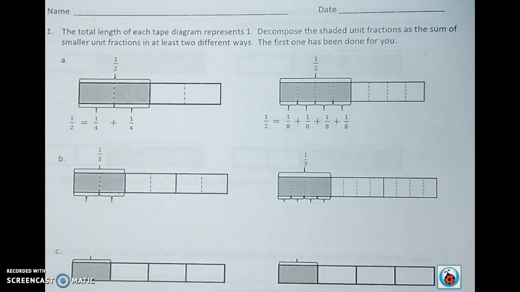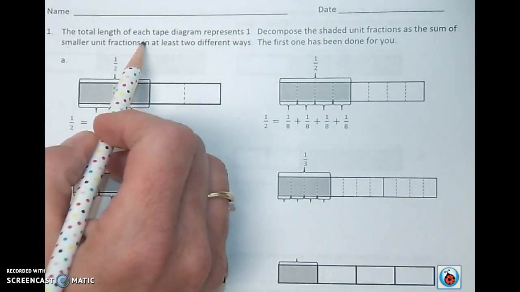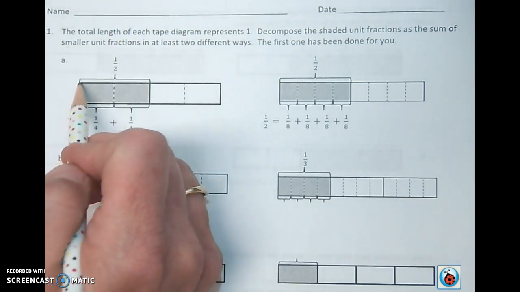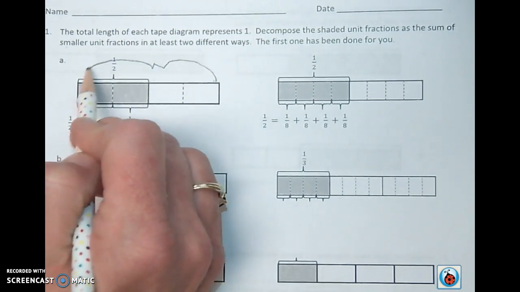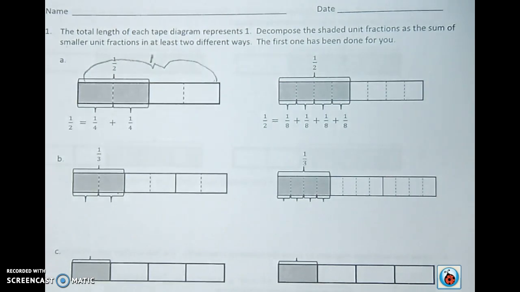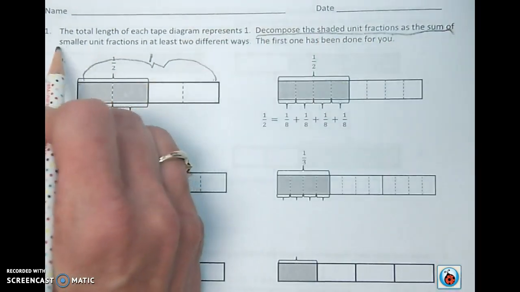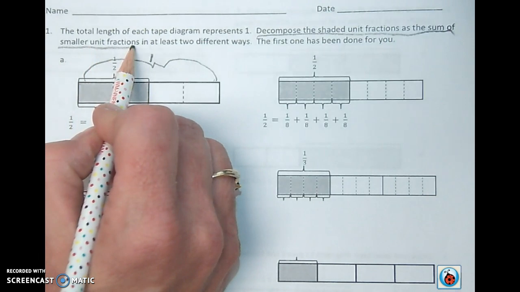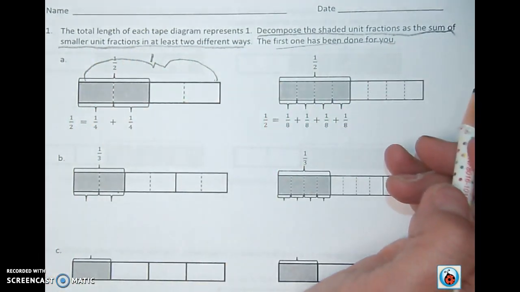Okay. So now I'm going to go to the problem set. I am on page 59, problem set, lesson 4. The directions at the top say the total length of each tape diagram represents 1. Decompose the shaded unit fraction as the sum of the smaller unit fractions in at least 2 different ways. The first one's been done for you.